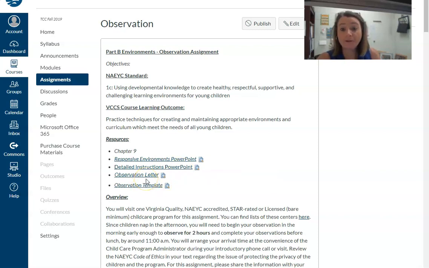I have an observation letter for you that you can print and take to the center that you decide to do your observation in, that just kind of explains you're going to be coming in for 2 hours. You're not going to be sharing any of your information. It's not meant to judge or to critique. It really is just a chance to practice seeing what we're talking about in the class put into practice in the classroom. And I have a template for you to make sure that you have completely filled out everything.